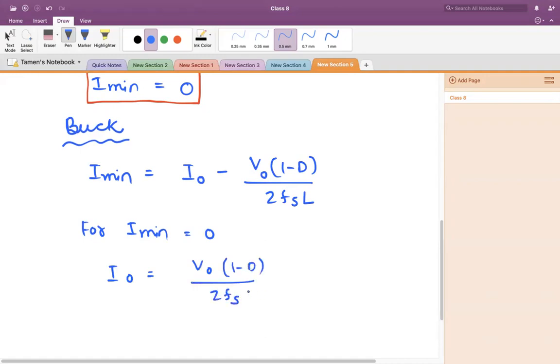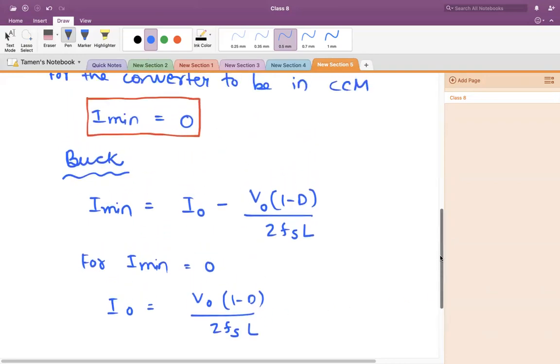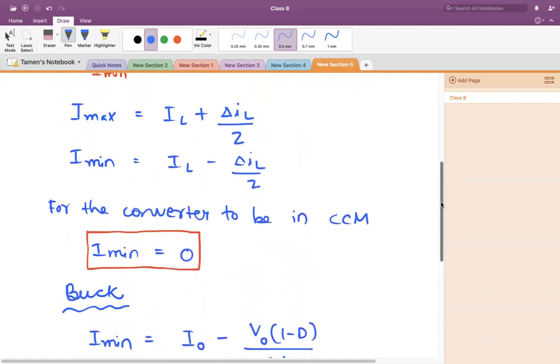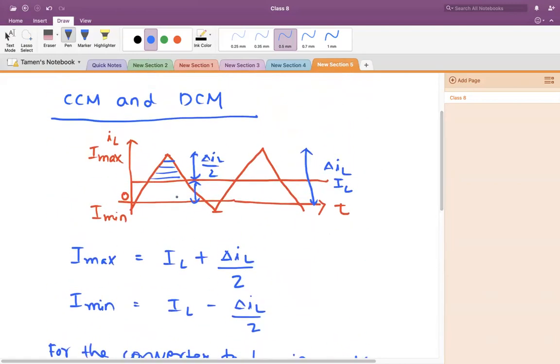But I have a question. Why should I min be zero for the converter to be in CCM? See, in this circuit, for it to operate in CCM, the minimum current should not go to the negative value. It should reach 0 and again it should go up.